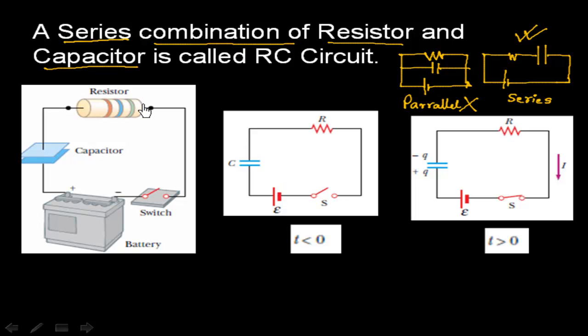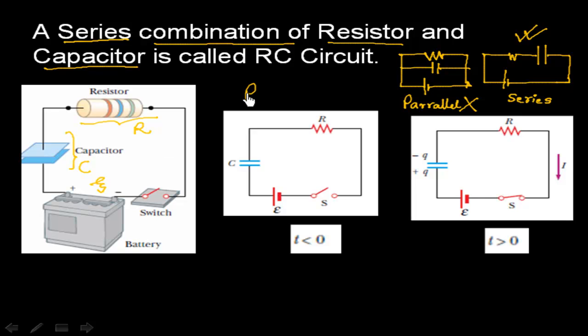So let us see a practical situation. We have a resistor here. Let us say resistance is R. This is connected to a capacitor in series, because the same wire connects one end of the resistor and the one plate of the capacitor. Capacitor is C and this is connected to a battery. EMF of battery is Xi, let us say, and this circuit has a switch. So the resistor, capacitor, and battery are all connected in series. So this is basically an RC circuit.